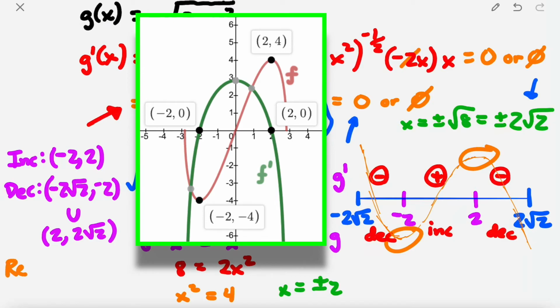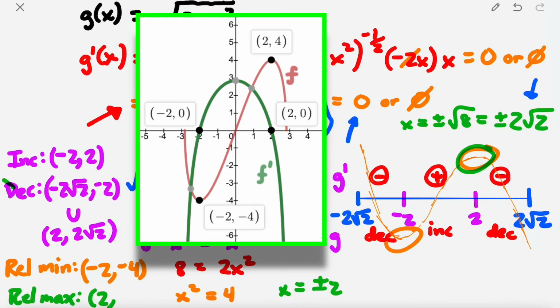So your relative min would be negative 2, comma. Now you have to plug it into the original up here, and if you did that, you would end up with negative 4. And then your relative max, which is this one right here, would be at 2, comma 4. Again, you have to use the original function to figure out those y values.